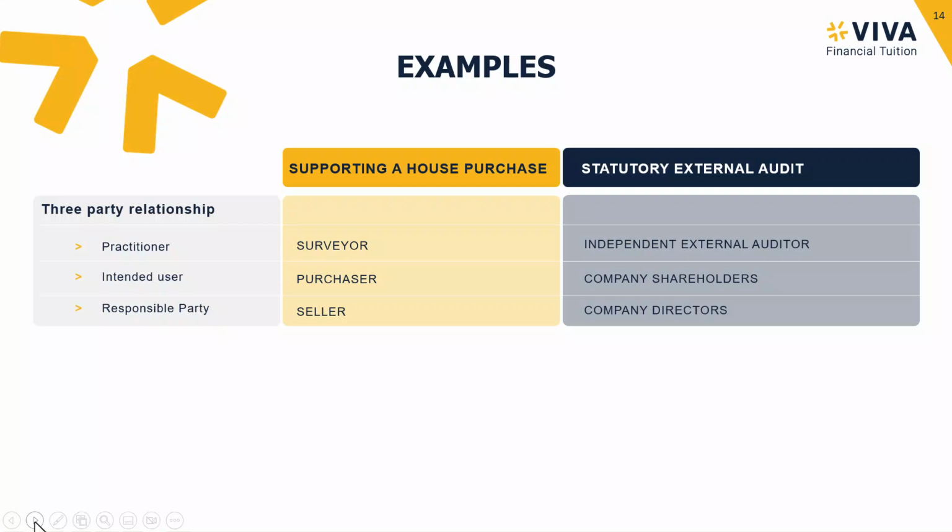When we are thinking about a house purchase, the practitioner would be the surveyor, the person coming in to look at the house, ensure it is structurally sound, there is nothing amiss with its construction, for example. The intended user is the purchaser. They're the person looking to buy the house. They want to trust that it's not going to fall down. And then we have the seller of the house. They are the responsible party in that situation.